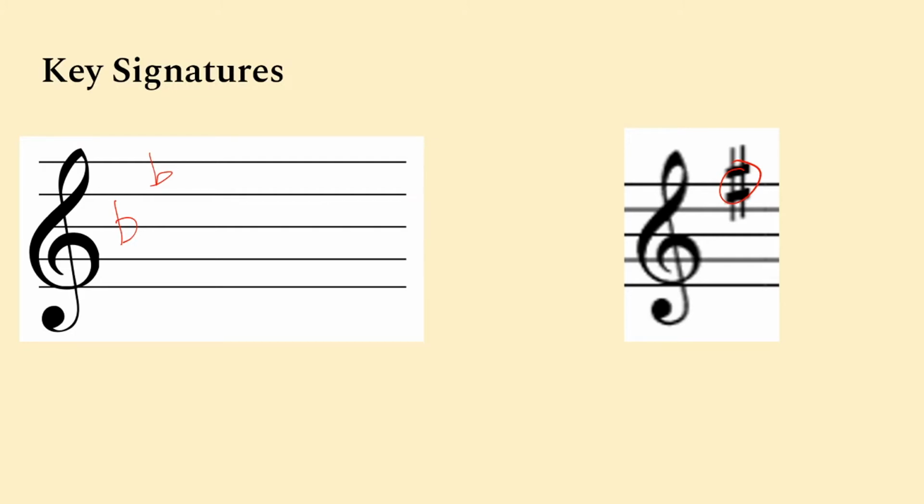And the only minor key with the same key signature would be the relative minor key. So for D major, it has two sharps, and the only minor key with two sharps would be B minor, which is the relative minor.